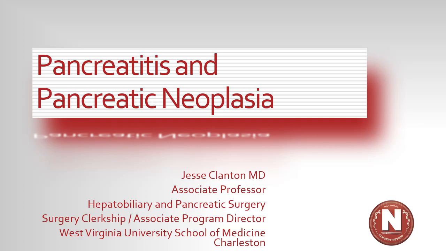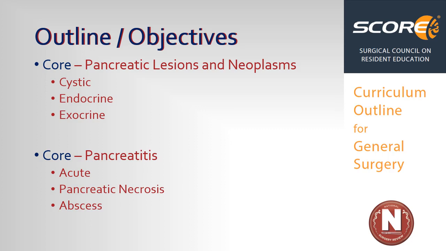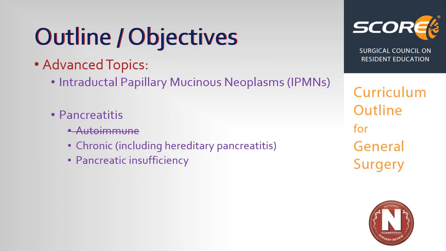All right, so pancreatitis, pancreatic neoplasia. The first, SCORE curriculum, these are the core things that the American Board of Surgery wants you to know about the pancreas. Cystic pancreatic lesions and neoplasms, both cystic and endocrine and exocrine lesions, and pancreatitis, and that includes acute pancreatitis, pancreatic necrosis, and abscess. The advanced topics, now remember, core topics are 75% of your test.